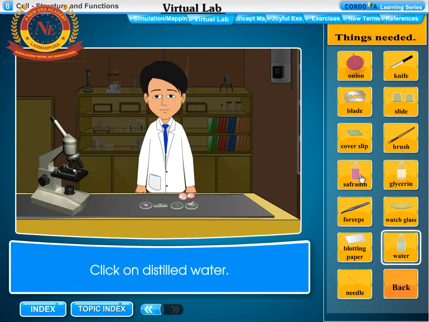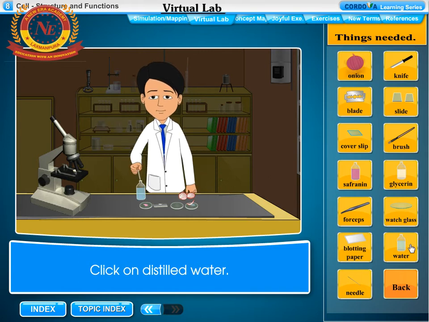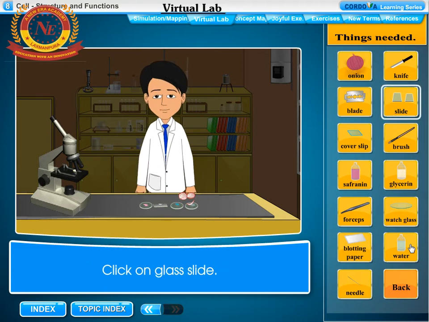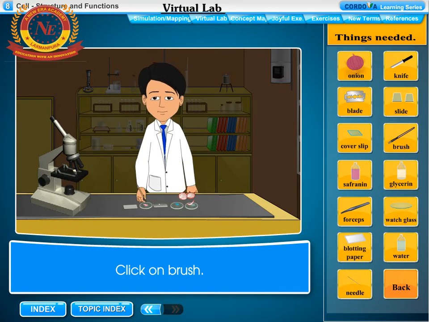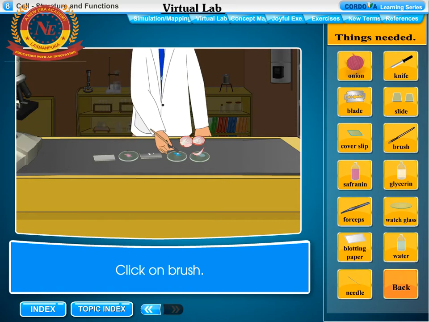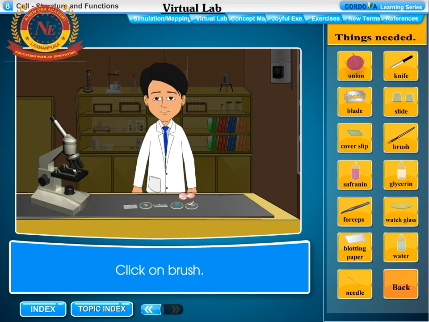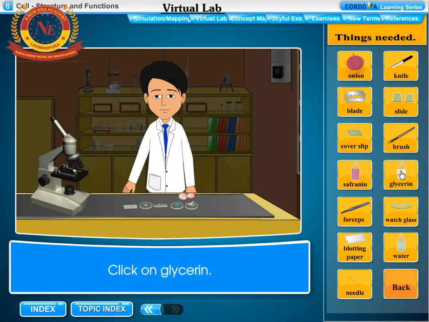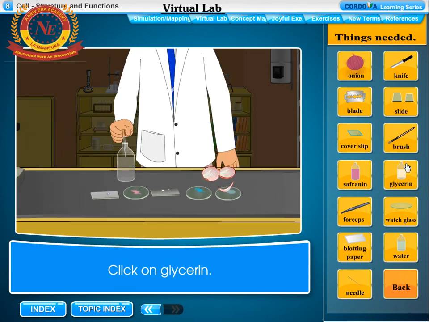Click on distilled water to put it on another watch glass. Click on the glass slide to put it between the watch glasses. For transferring the peel, click on the brush to shift the peel to safranin solution to stain the peel. Then to the watch glass with water to remove excess stain, and finally to the glass slide. Click on glycerin to put a drop over the peel kept on the slide to fix it on the slide.